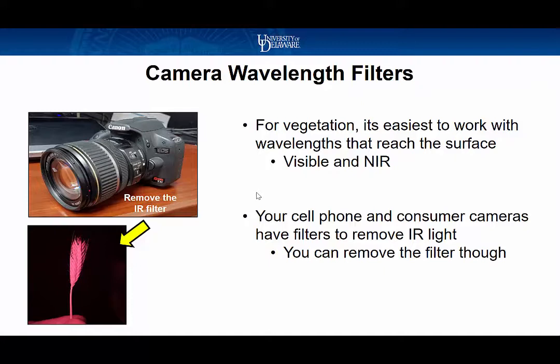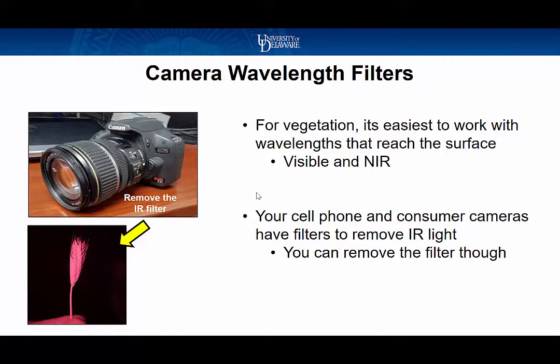Most cameras have a filter on them to remove the near infrared spectrum because it can cause issues or haziness within your images. You can take a camera like this one, buy one off the shelf, remove the IR filter, and end up with an image just like that to see the near infrared spectrum. Your cell phone and consumer cameras all have filters to remove that infrared light so it doesn't mess with your image.